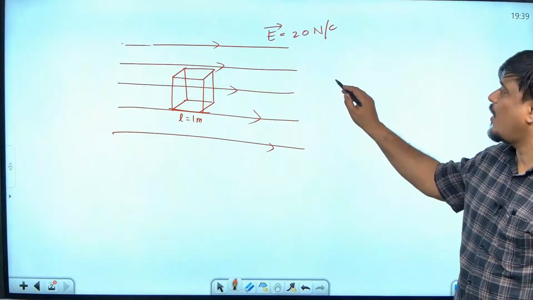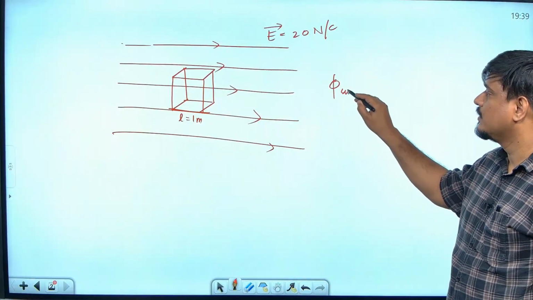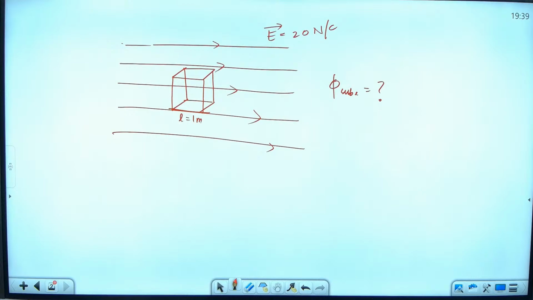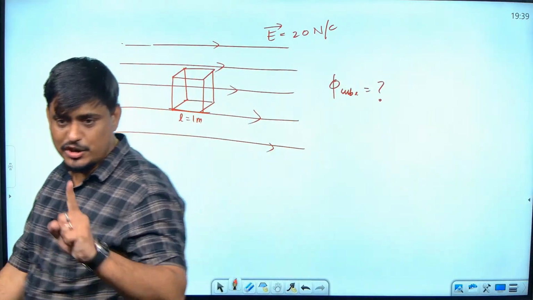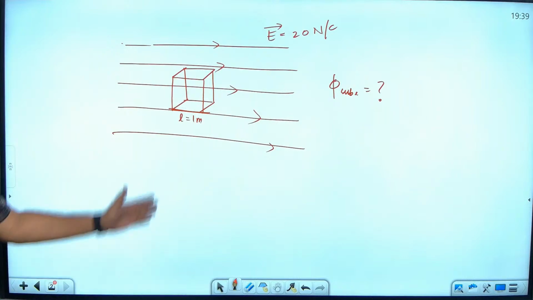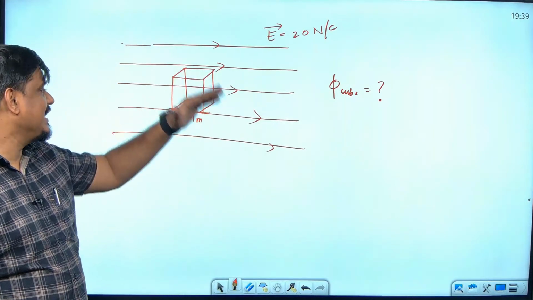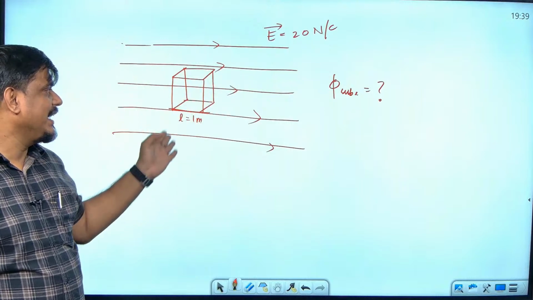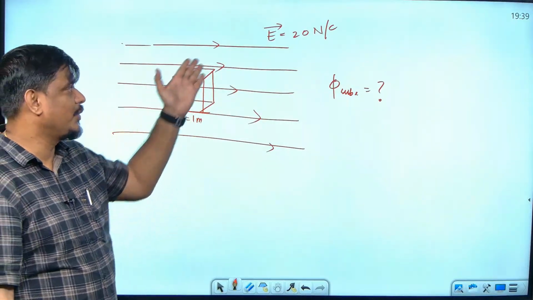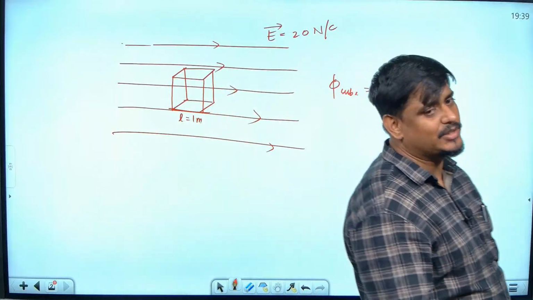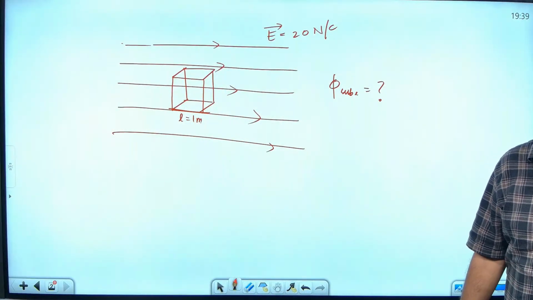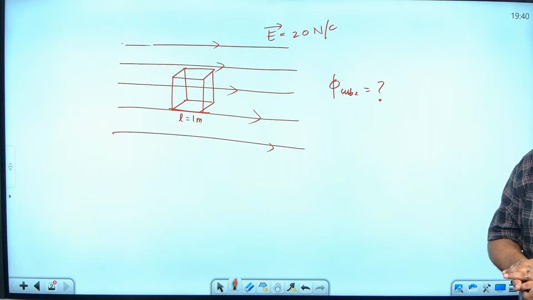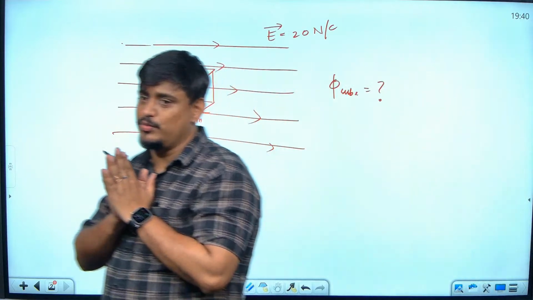If I ask you, what is the net flux through the cube? What will be your answer? Is my question clear? If it had been one face, you can very easily do it. You will say E into A into cos theta, theta is 0 degree here, E is 20, area is 1 into 1, so 1 into 20 is 20. Flux is 20 Newton meter square per Coulomb for one surface, but I am giving you a 6 sided cube, and you have to tell me what is the flux through the cube?